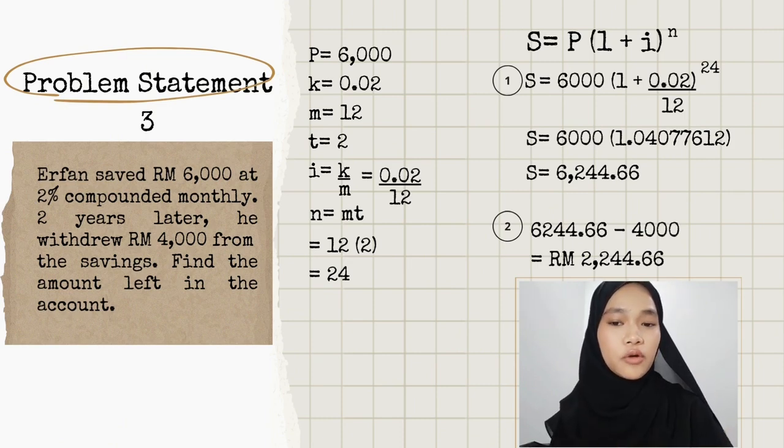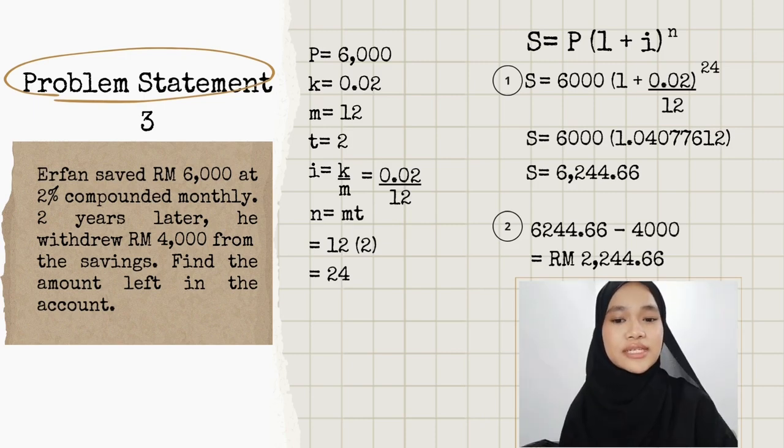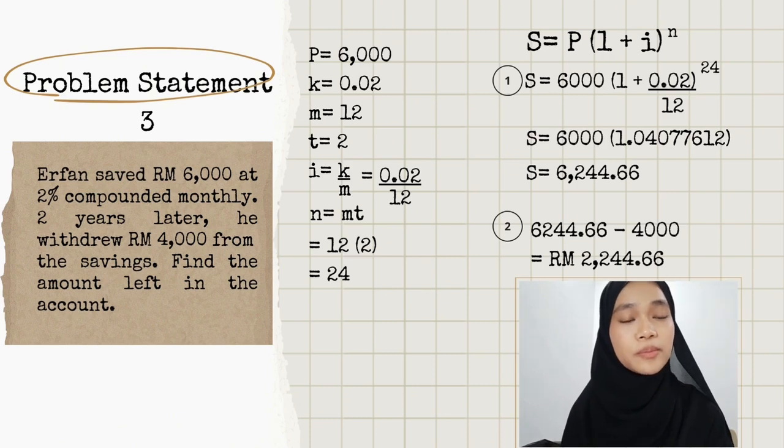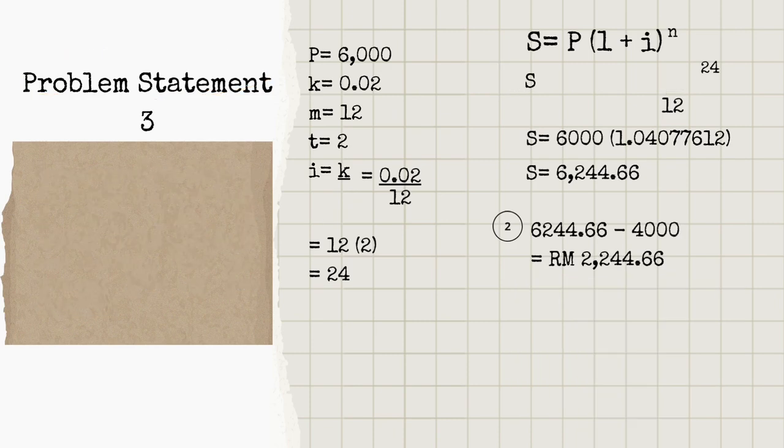We're going to be using the formula of S equal to P in bracket 1 plus I, close bracket to the power of N. The first step is S equal to 6,000 in bracket 1 plus 0.02 over 12 to the power of 24. Then S equal to 6,000 in bracket 1.04077612, and S equal to RM6,244 and 66 cents. The second step is RM6,244.66 minus 4,000. Therefore, the amount left in the account is RM2,244.66.